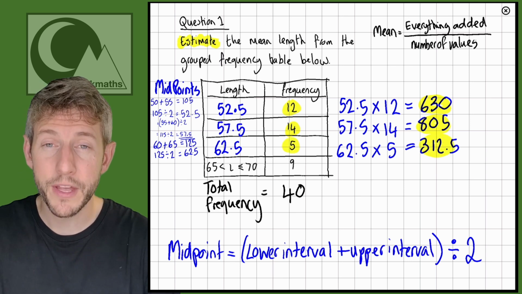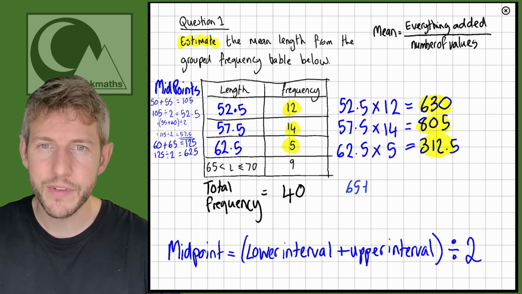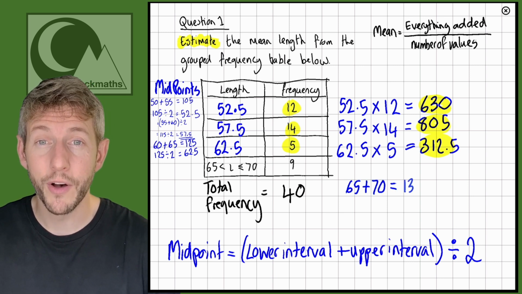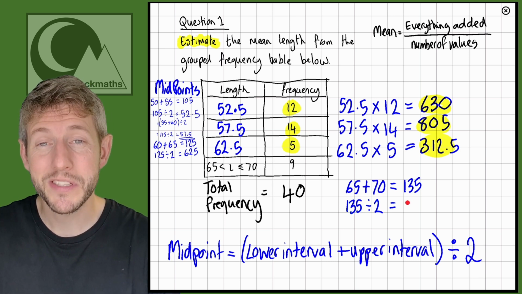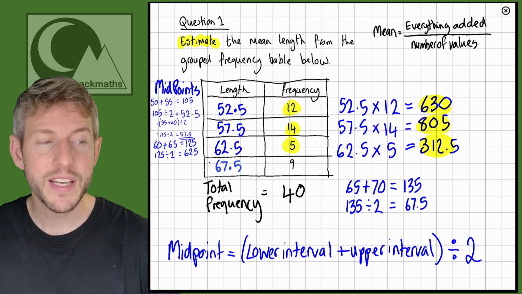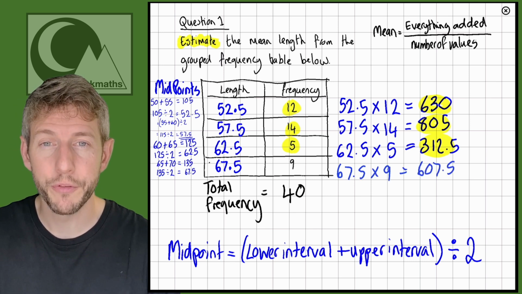Okay, so I'm going to think about the midpoint for this. So remember, I'm going to do 65 add 70, which gives us 135. 135 divided by 2 equals 67.5. So 67.5 times 9 gives us 607.5.